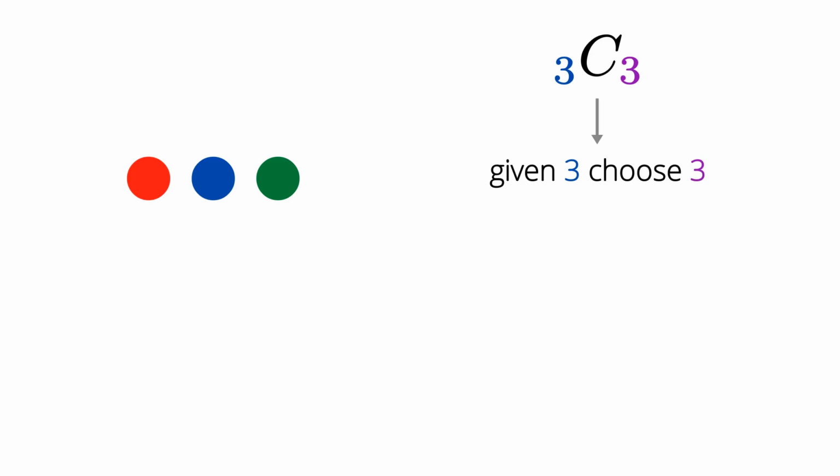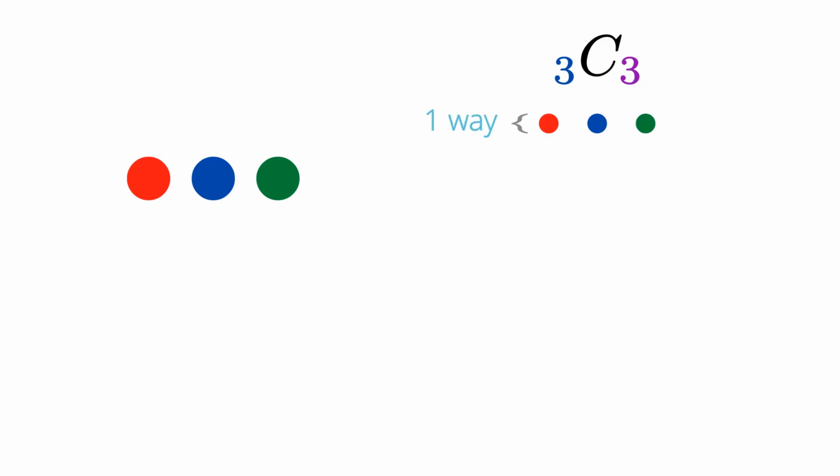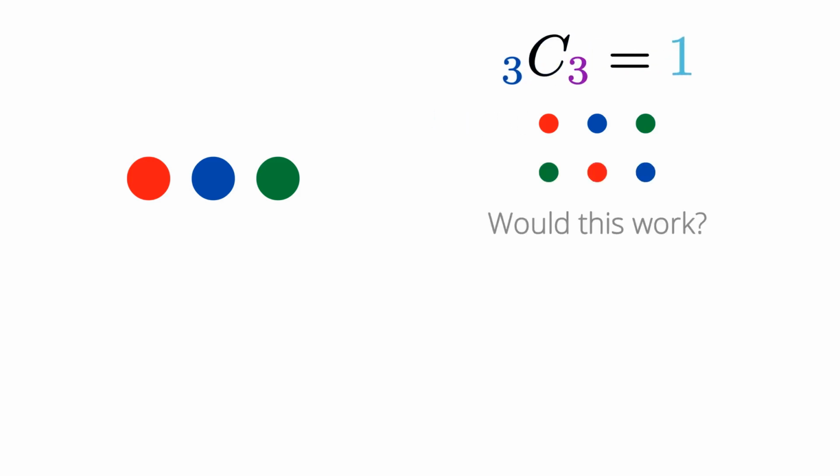So in this case, we have 3 colors. Now how many combinations can we form with these 3 colors? In this case, there would just be one combination that we can form. Now you might ask yourself why. So let's just say you weren't really certain. You're like, let's try another combination. Let's try green, red, and blue. Would this work as a combination?